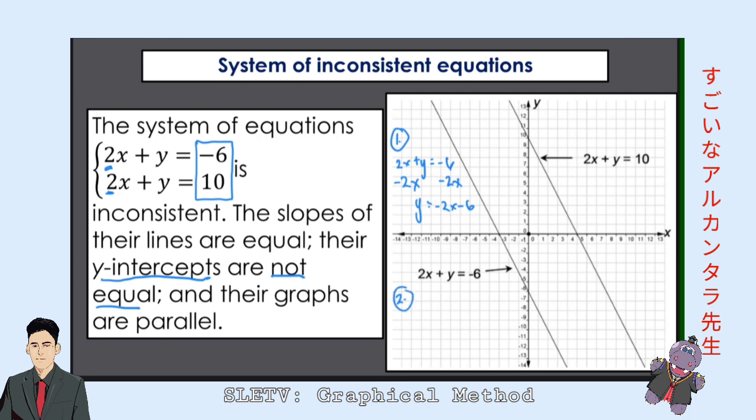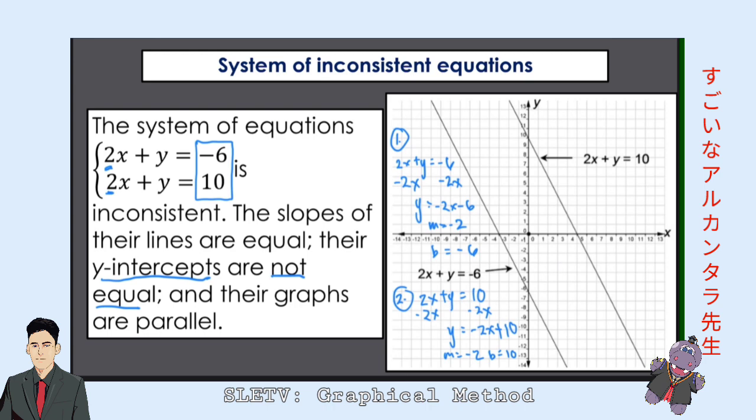The second one, you can have 2x plus y is equal to 10. Subtract 2x to both sides, you're going to get y is equal to negative 2x plus 10. Again, the slopes are the same, being negative 2, but the y-intercepts are different. The first one has negative 6, the second one has 10. So that's what I'm trying for you to understand here. Basically, again, the slopes are the same, but the y-intercepts are different.